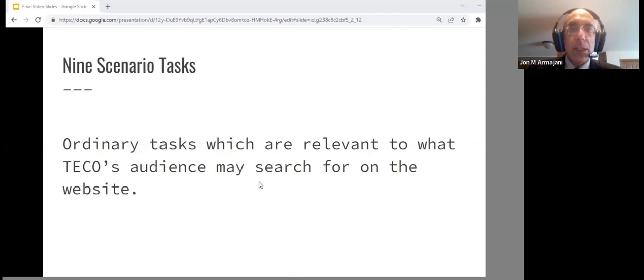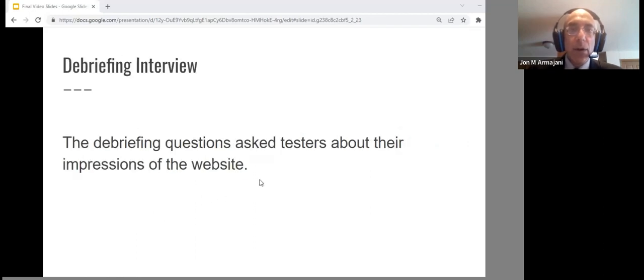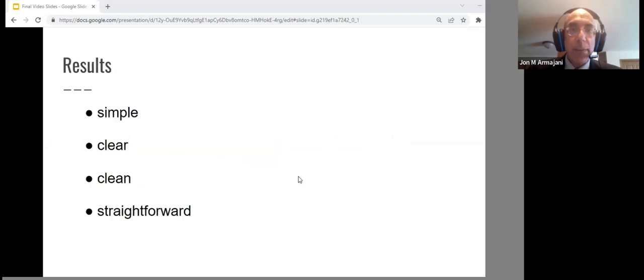During the test, participants were given 9 scenario tasks. These were ordinary tasks relevant to what TECO's audience may search for on the website. After participants completed the scenario tasks, they were given post-task questions. All of the questions asked them to rate the ease or difficulty of each task. When the test was finished, the testers were given a debriefing interview. The debriefing questions asked testers about their impressions of the website.